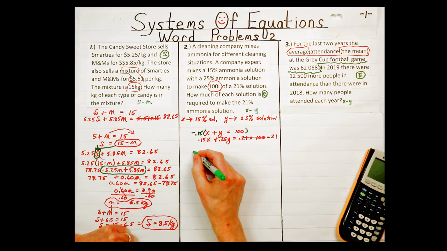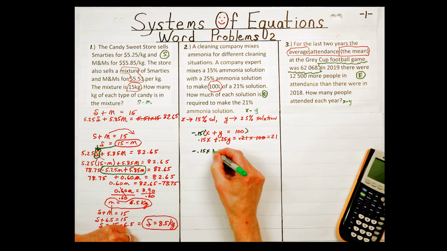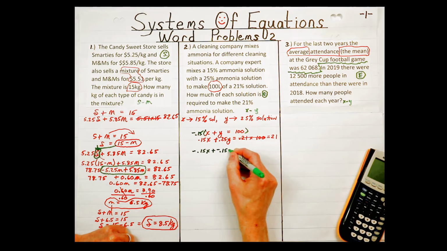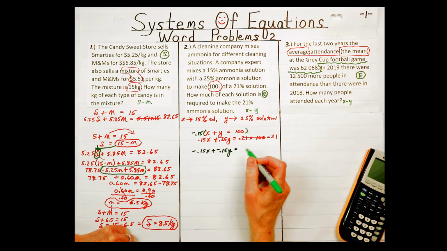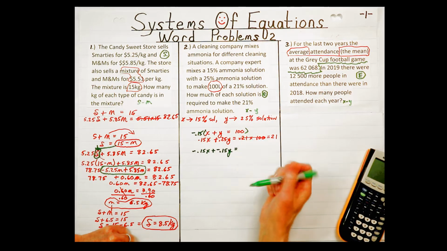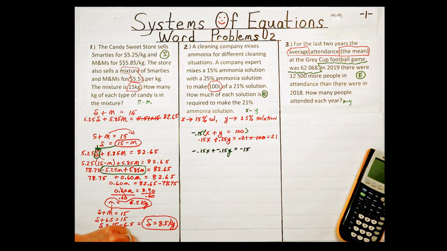Okay, so we get negative decimal 15x plus negative decimal 15y is equal to negative decimal 15 times 100 would be negative 15. Now I'm going to copy down the second equation. We don't have to do anything with that.